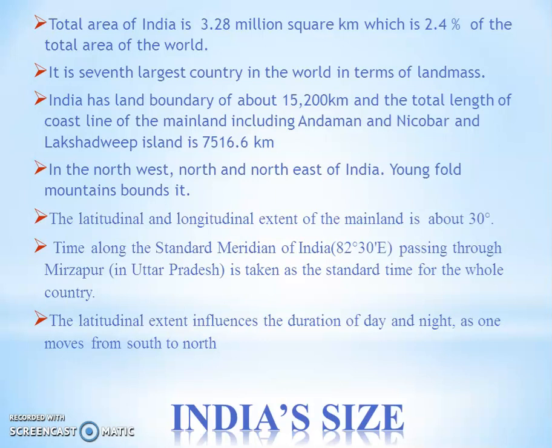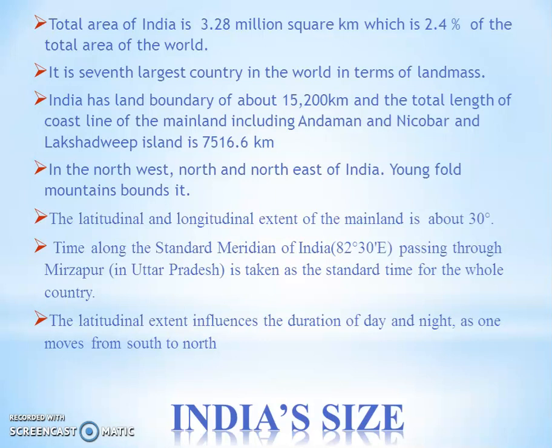The latitudinal and longitudinal extent of the mainland is about 30 degree, but when we see the map of the country, we find that the area from north to south seems to be bigger than the area from east to west of the country.